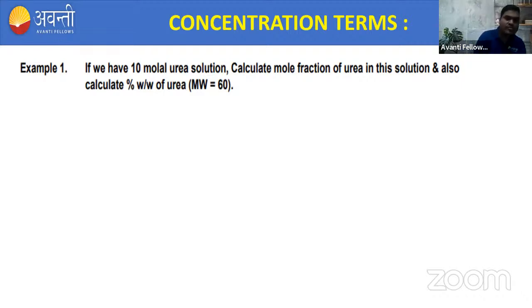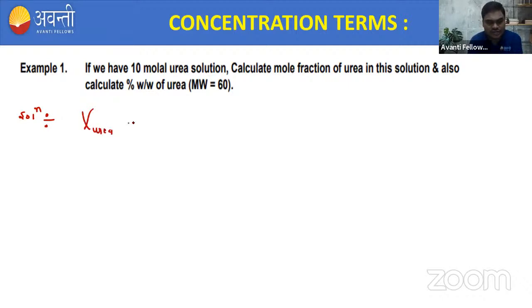So in this question, if you have a 10 molal urea solution, calculate the mole fraction of urea in this solution and also calculate the percentage weight of urea. So first we want to calculate the mole fraction of urea. Can anyone give me the idea? What is the formula? How will you calculate the mole fraction of urea? We just talked about the mole fraction.